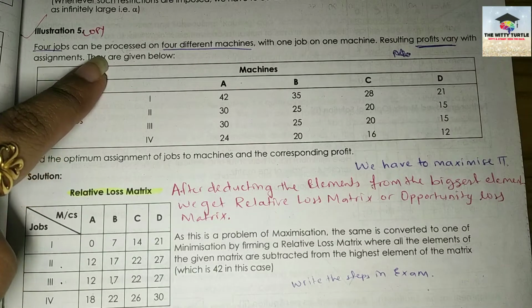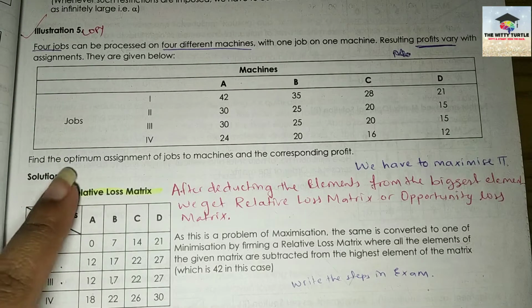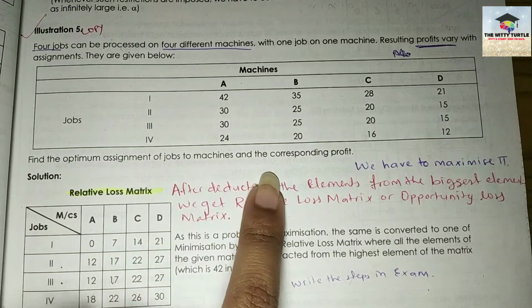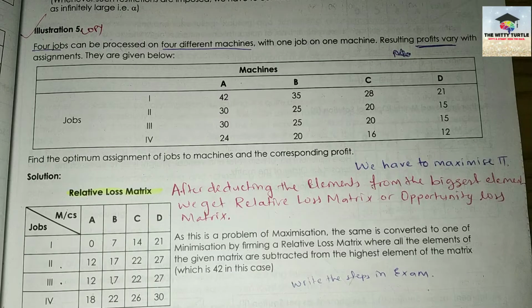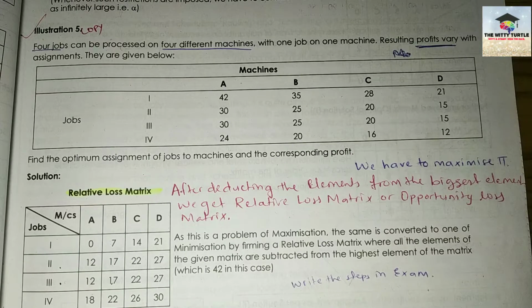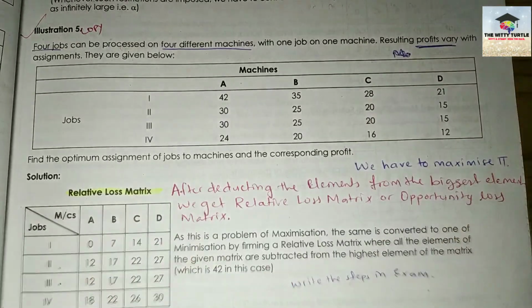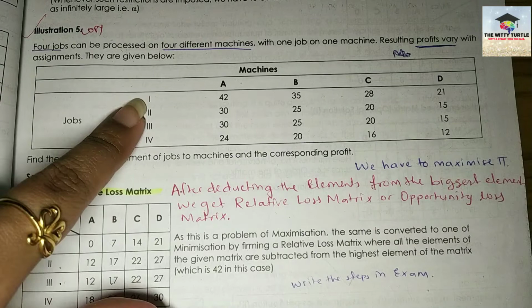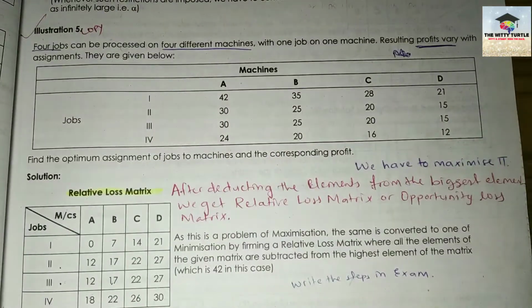So the profit is given here. Now find the optimum assignment of jobs to machines and the corresponding profit. So what is the main objective in this question? The main objective is that you have to maximize the profit in this case. Okay, you have to maximize the resulting profits. So you have to allocate the jobs to the machines in such a manner that your entire profit will maximize, right?